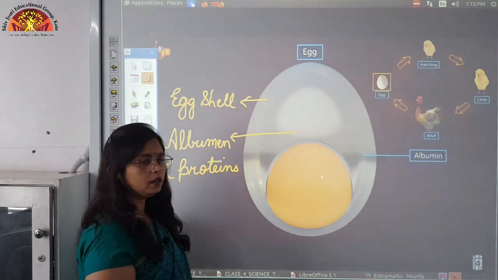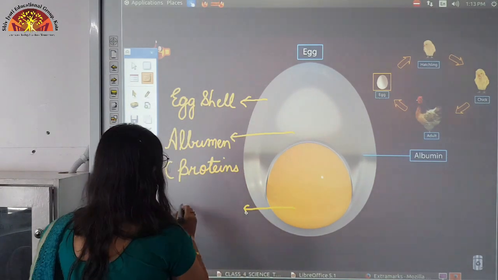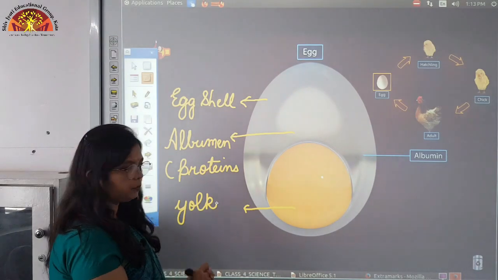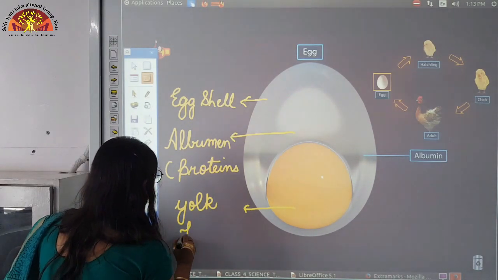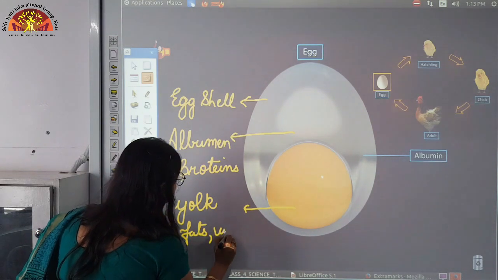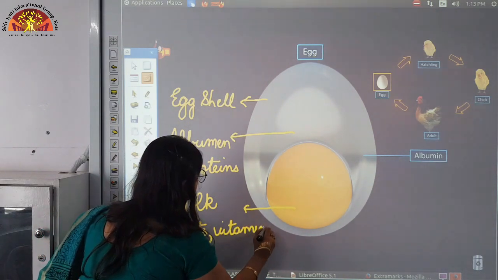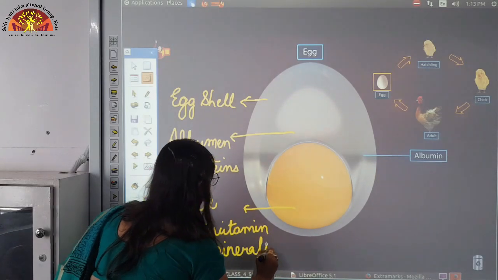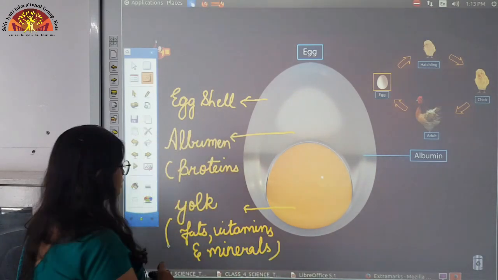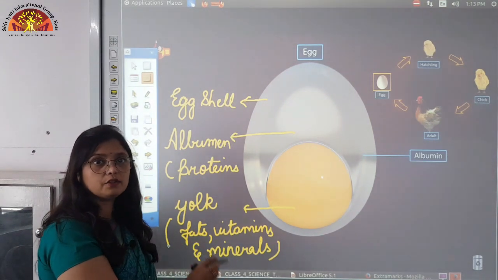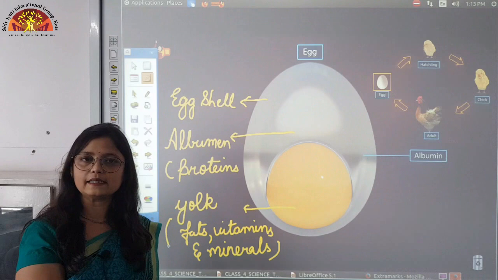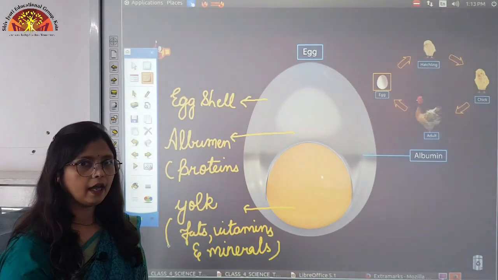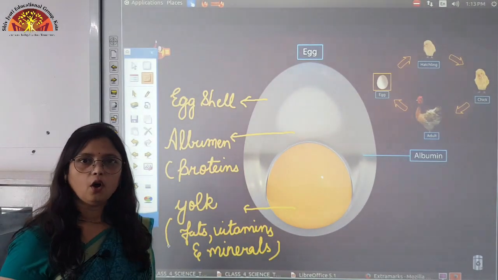Then there is the third part, which is this yellow part. Now this yellow part is called as yolk. It is present inside the albumin. This part is rich in fats, vitamins and minerals. And because it is rich in fats, vitamins and minerals, it nourishes the baby which is developing inside the egg. That means it provides the food to the baby which is developing inside the egg. So children, this is the complete structure of an egg.